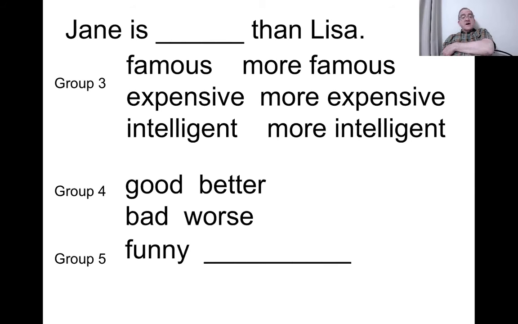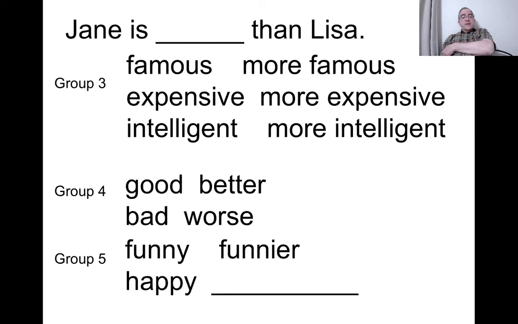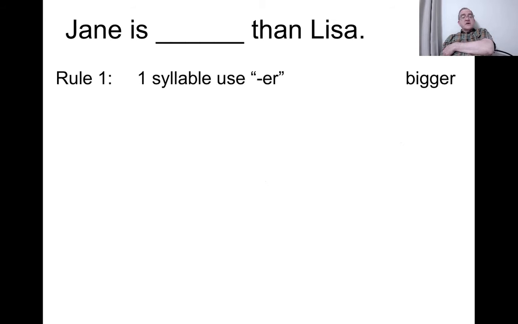Now we have group 5. Funny. What would you say? Jane is funnier than Lisa. Happy. Jane is happier than Lisa. Okay, so here are the rules. Do you know the rules?